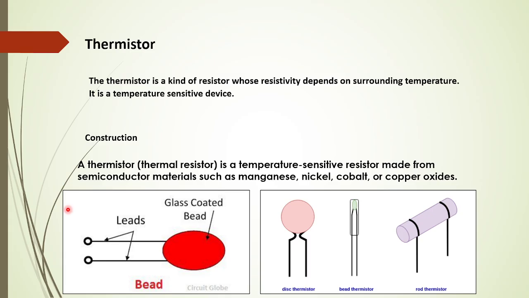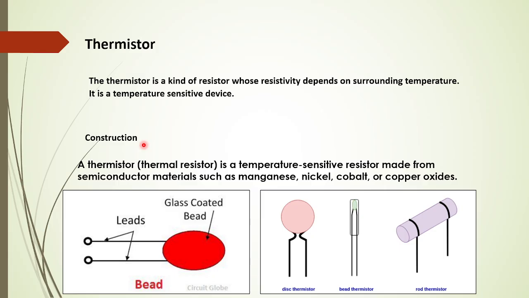Next we go for the thermistor. The first transducer we discuss is the thermistor. The thermistor is a temperature sensitive device used to measure temperature. It is one kind of resistor whose resistivity depends upon the temperature. It measures the surrounding or environmental temperature. That is a thermistor. First, we go for the construction of a thermistor.